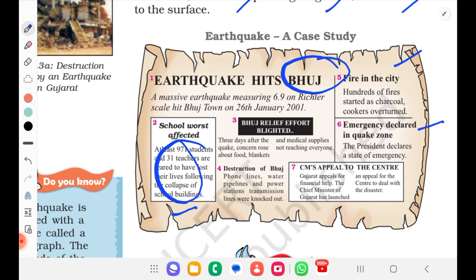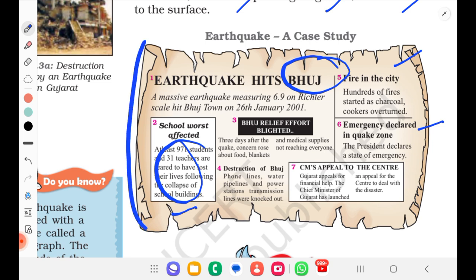Emergency declared in quake zone. The president declared a state of emergency. CM's appeal to the center: Gujarat appeals for financial help. The Chief Minister of Gujarat has launched an appeal for the center to deal with the disaster.